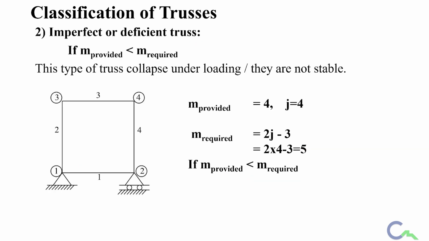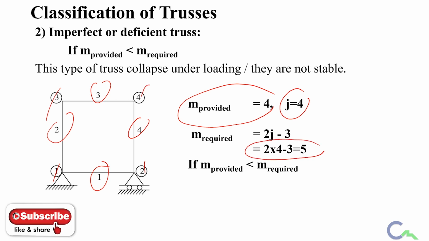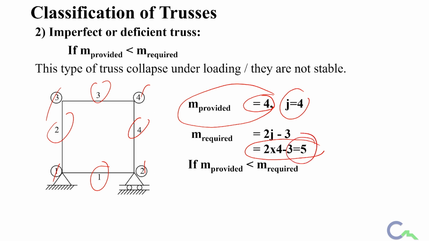The second classification, that is imperfect truss or deficient truss. In this case, if the number of members provided is less than the number of members required, then I can say this is an imperfect truss. So we have one example here. The number of members provided, I can say that is 1, 2, 3 and 4 members they provided. Number of joints are 4, again 1, 2, 3 and 4. By using the formula, I calculate the number of members required, that is 5. So if I see that, the number of members provided is less than the number of members required.